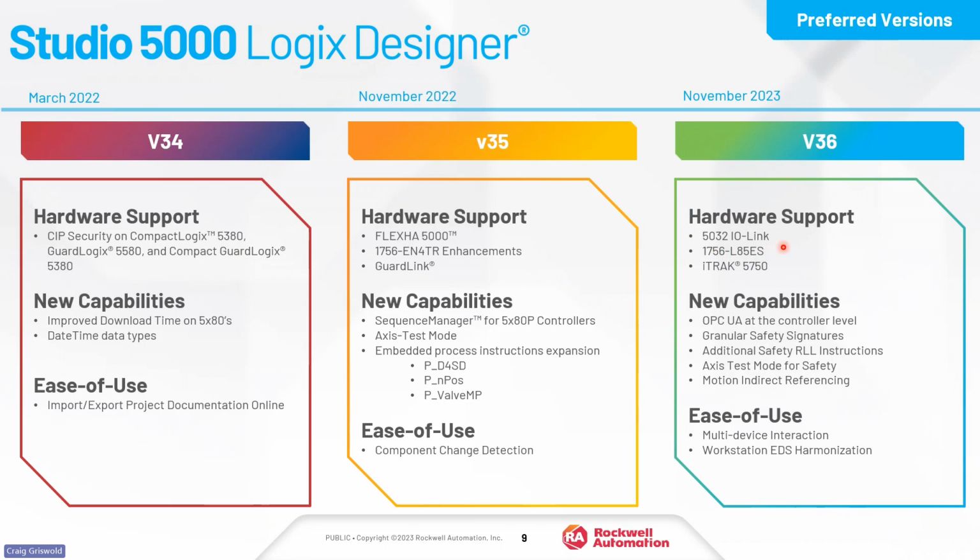Version 36 brought our 5032 I/O Link, which is our new ArmorBlock release, a new additional controller in the GuardLogix safety platform, and support for the iTrak 5750. I'm not going to dive deep into the hardware support, but I am going to talk about these capabilities, especially OPC UA and the granular safety signatures, as well as some of the selections for the multi-device interaction that you can do in Studio 5000.